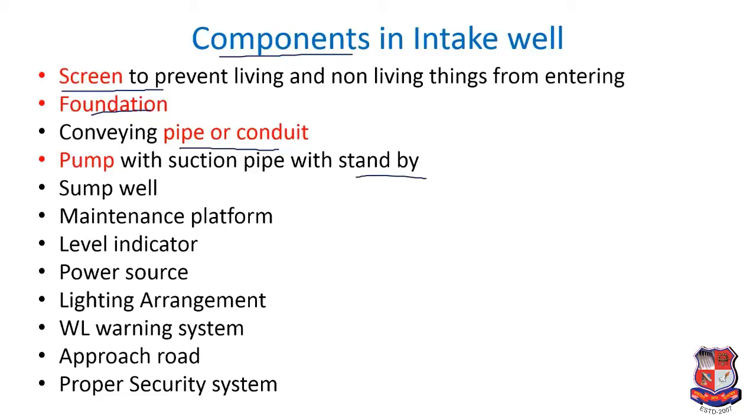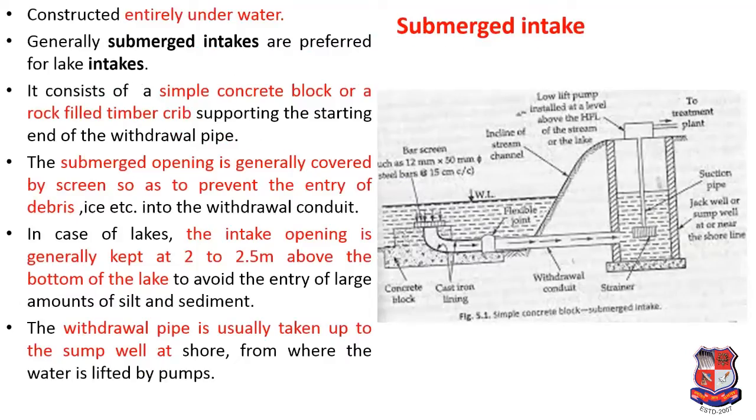If one pump is not working, then you have to provide standby. Then the sump well, that is nothing but the well which is storing water. Then maintenance platform, level indicator, just to indicate the level of water, because there is a large variation in the river if it is used as a source of water. So you have to constantly record that level indicator. Then power source is required just to operate the motor. Then lighting arrangements, then water level warning system, approach road, and also proper security system for the safety of the intake well. We'll discuss all the different types of intake structure one by one.